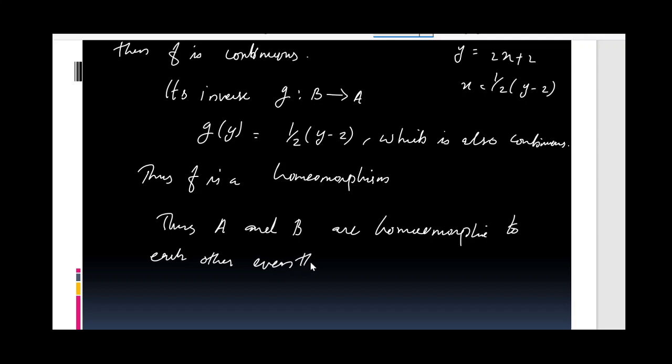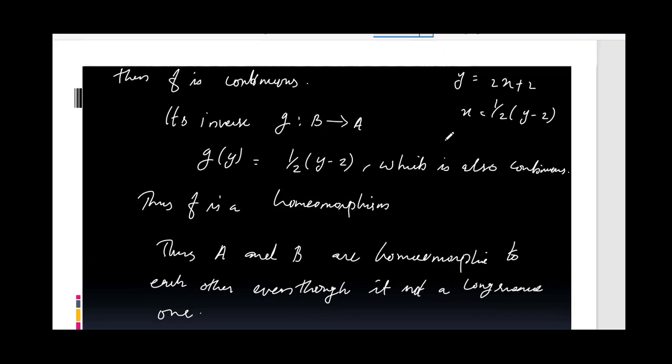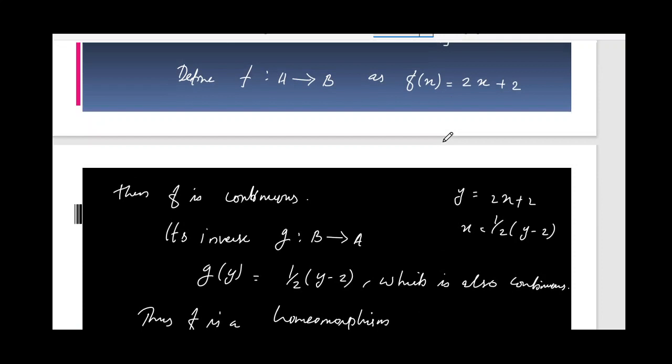Even though congruence means it should be distance preserving, one rod has length 1 unit and the other rod has length 2 units, so the distances are not equal. So even though they are homeomorphic, it is not a congruence. So the reverse implication is not at all applicable. This is the thing we want to discuss here.